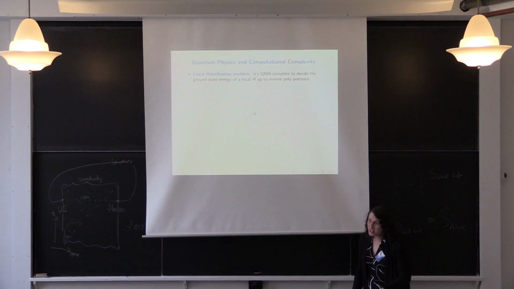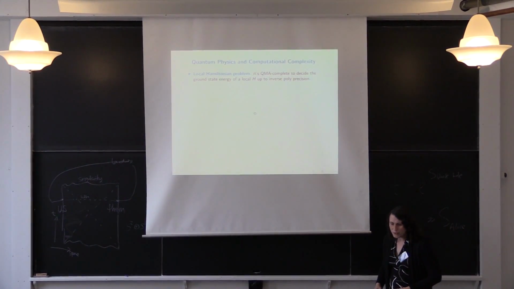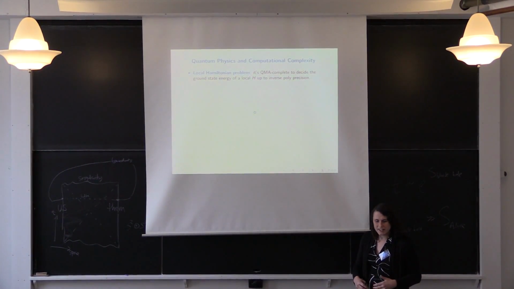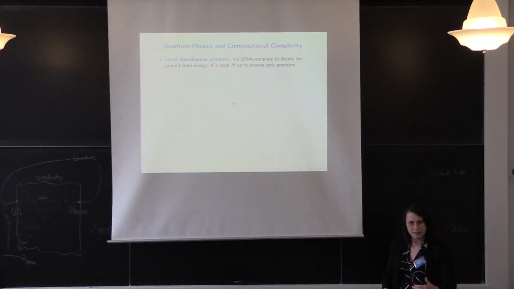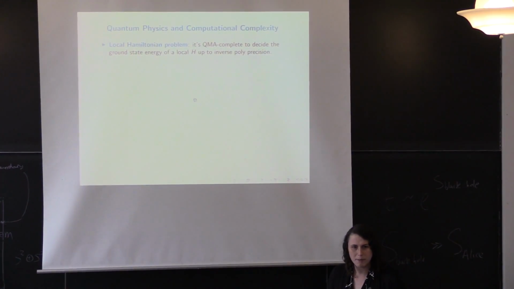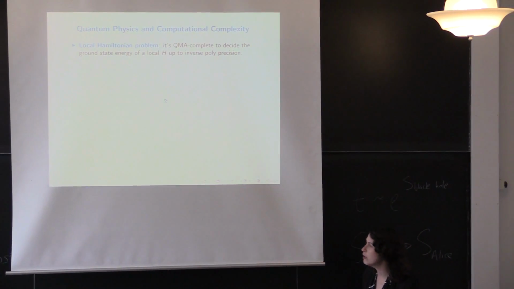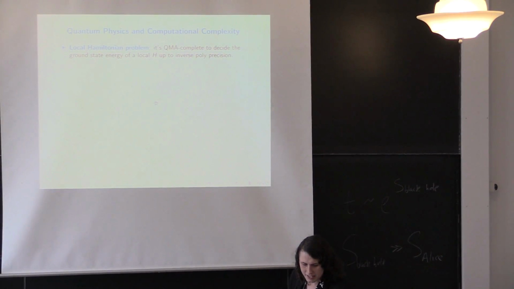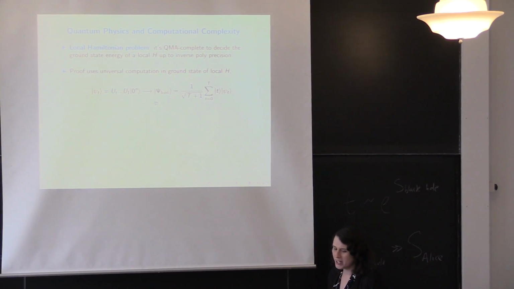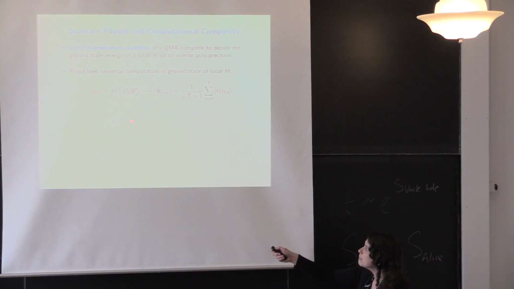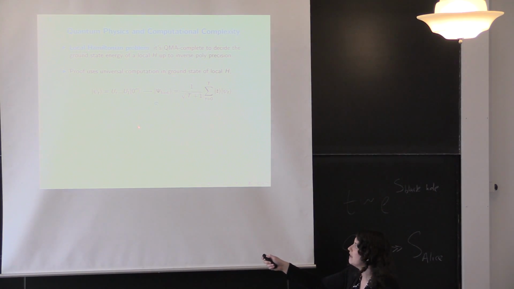So to start with, we have the local Hamiltonian problem, which tells us that it's QMA complete to decide the ground state energy of a local Hamiltonian up to inverse polynomial precision. And the construction in this result that shows the QMA hardness involves embedding a time-dependent universal quantum computation. So here's the ordinary time-dependent view where you apply some gates and have a state that evolves with time.